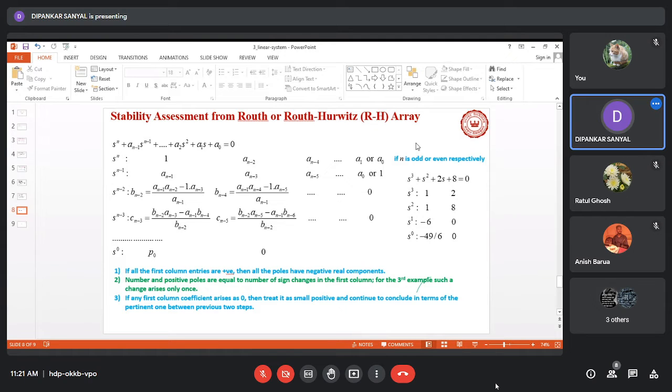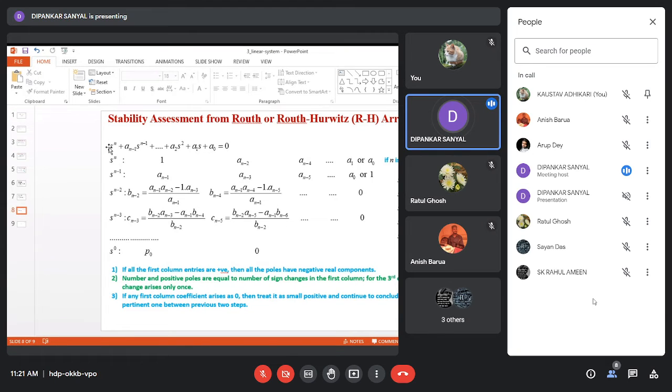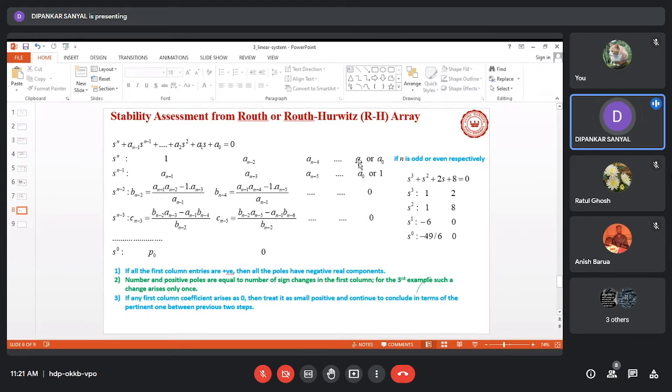Characteristic equation, and we form arrays like this. The first two lines are comprised of the coefficients of the characteristic equation. The first line starts from here. This coefficient 1 is written here, then one term is omitted, this term goes here, then the third coefficient comes here, and the fourth coefficient goes in the next line. In this way, starting from the first term, every alternate term is picked for the first row, and starting from the second coefficient, every alternate coefficient is picked for the second row.